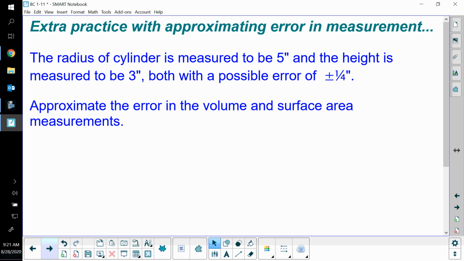So those, again, are simple ones. Little more challenging ones. So we got radius of a cylinder is 5 inches. Height is 3 inches. Possible error, 1/4 inch. We want the error in the volume and the surface area. So there's our volume. We're going to have to do a product rule, and we're going to try and do the shortcut.